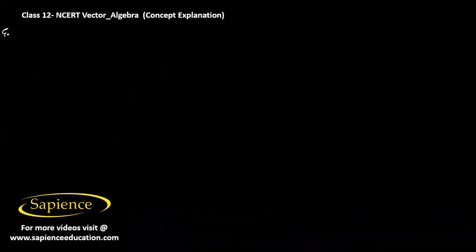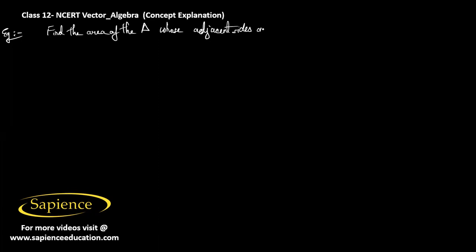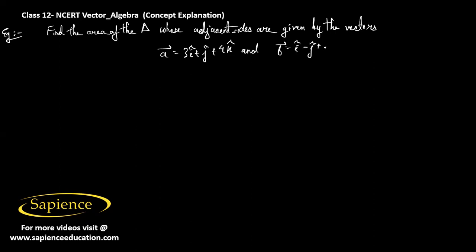And we can solve one more example. Suppose it is asked to find the area of the triangle whose adjacent sides are given by the vectors a vector, which is equal to 3 i cap plus j cap plus 4k cap, and the vector b, which is given as i cap minus j cap plus k cap.